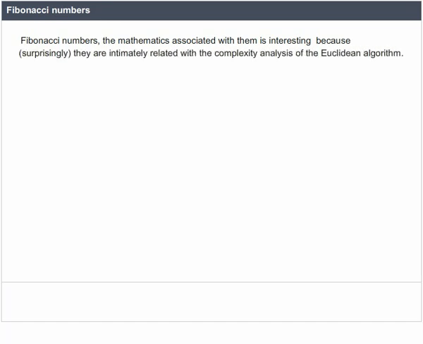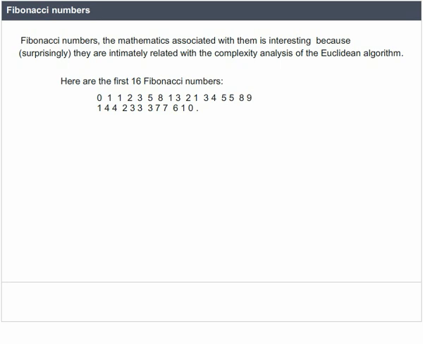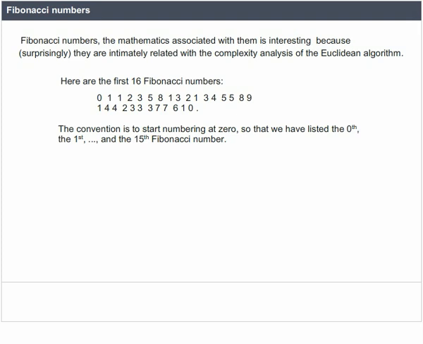Fibonacci numbers. The mathematics associated with them is interesting because surprisingly they are intimately related with the complexity analysis of the Euclidean algorithm. Here are the first 16 Fibonacci numbers: 0, 1, 1, 2, 3, 5, 8, 13, 21, 34, 55, 89, 144, 233, 377, 610. The convention is to start numbering at 0, so that we have listed the 0th, the 1st, etc. and the 15th Fibonacci number.